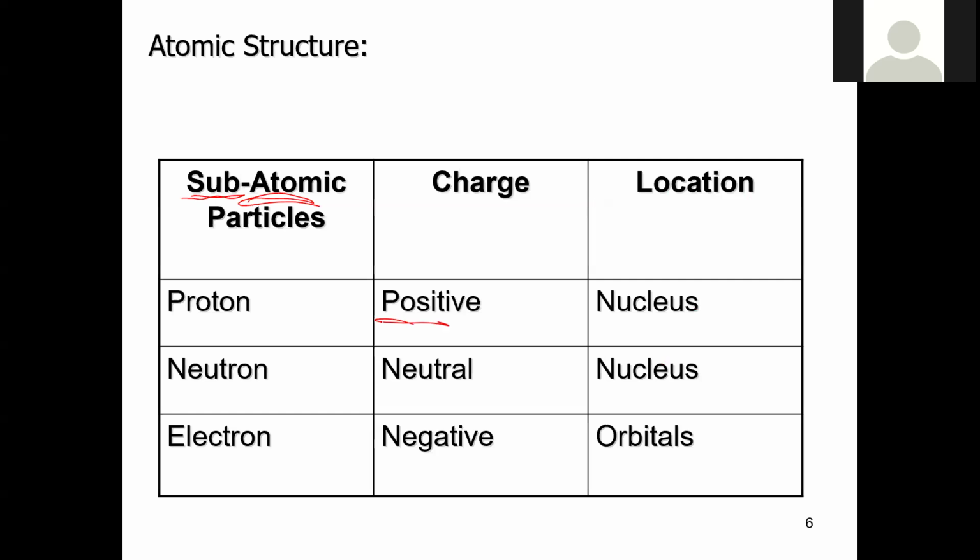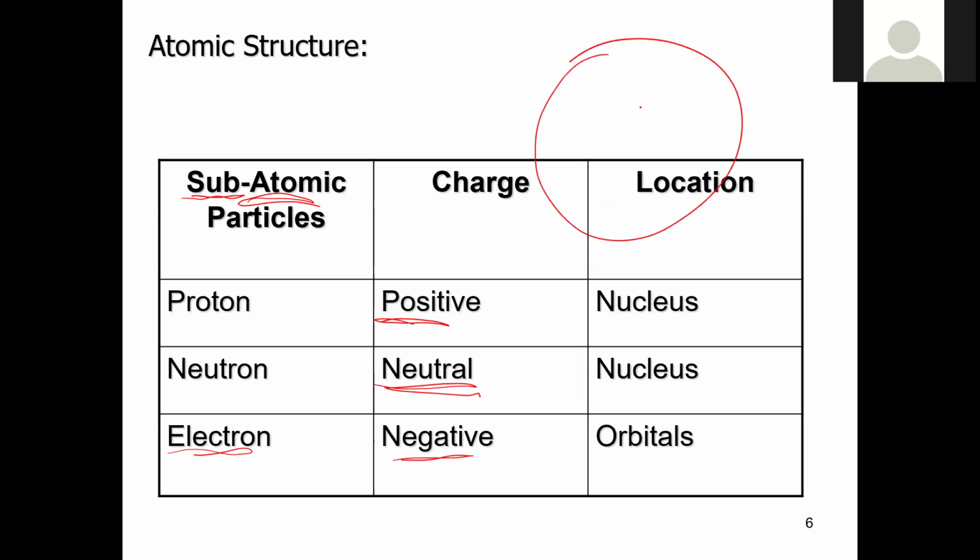Pro, positive. Neutral, neutron, neutral. Electron, negative. The way I always remember this is if I got electrocuted, it would probably be a negative experience for me. I don't know. Willing to try, I think. No, I'm just kidding. Location, protons and neutrons.